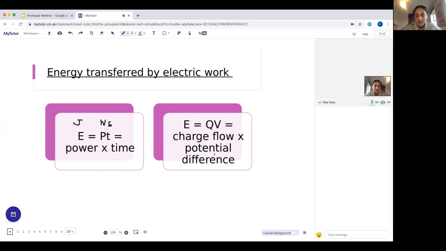The second equation that we have for energy, electrical energy, is Q times V. So charge flow is Q and V is potential difference. So QV, charge flow times potential difference. So this is the second equation for electrical energy, and this one tends to be used in circuits.